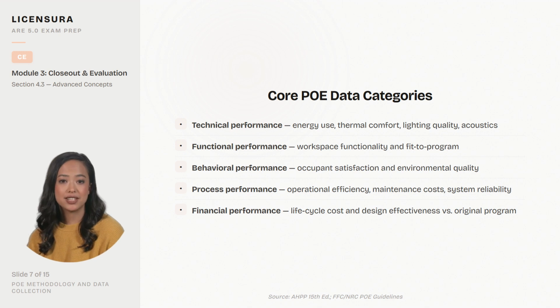This list identifies the core data categories that every post-occupancy evaluation should address. Building performance including energy use, thermal comfort, lighting quality, and acoustics. Occupant satisfaction covering workspace functionality, environmental quality, and overall experience. Operational efficiency addressing maintenance costs, system reliability, and staff requirements. And design effectiveness, evaluating whether the building meets the original program requirements.